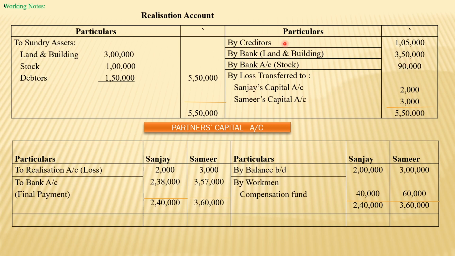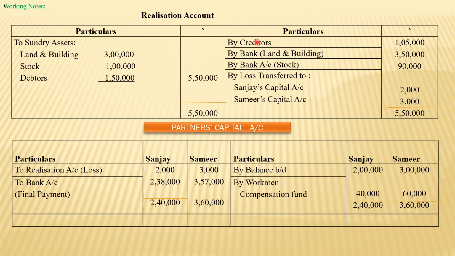Now regarding the creditors here, the creditor of 1,05,000 takes over the debtors. The creditor takes over debtors in full settlement of his claim. So the creditor will not ask for any more amount from the partnership firm. They are satisfied by taking debtors of rupees 1,50,000 at the value of rupees 1,05,000. So that type of mutual transfer, when creditors and debtors entries arise, we will not pass any entry for that.